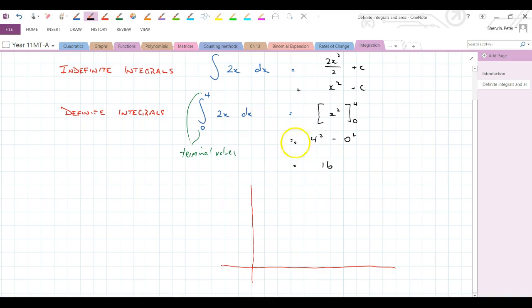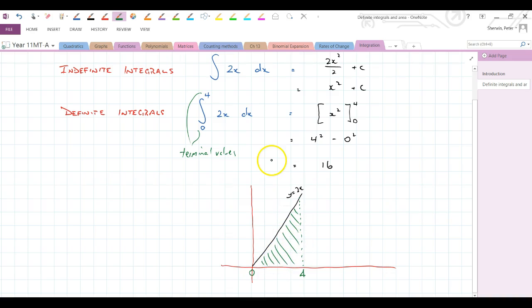Okay, so what this does? Okay, this definite integral here, 2x between 4 and 0. What it does is it finds the area bound by my function y equals 2x, x equals 4, and x equals 0. So if I drop down, let's say x equals 4 is just here, x equals 4 is 0, obviously x equals 0 is there. What this does is it finds that area there.